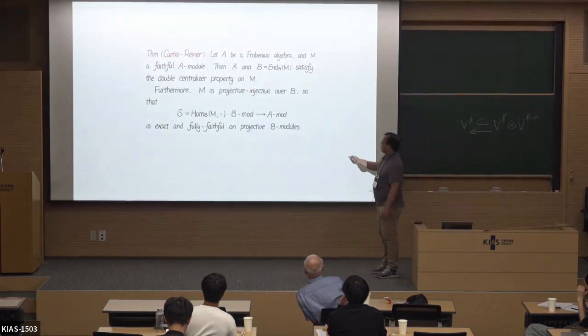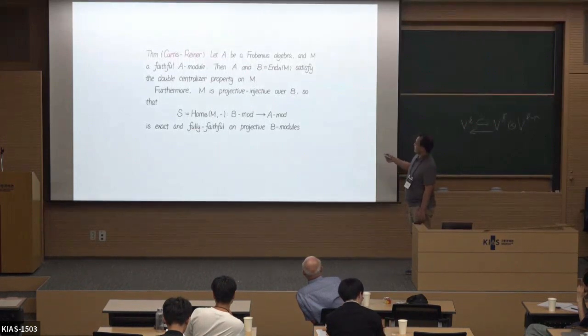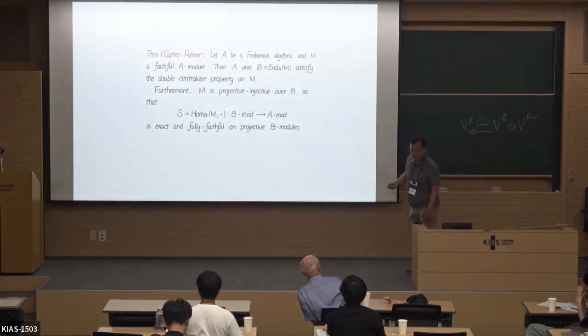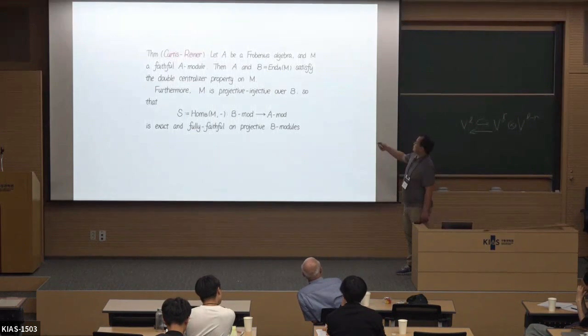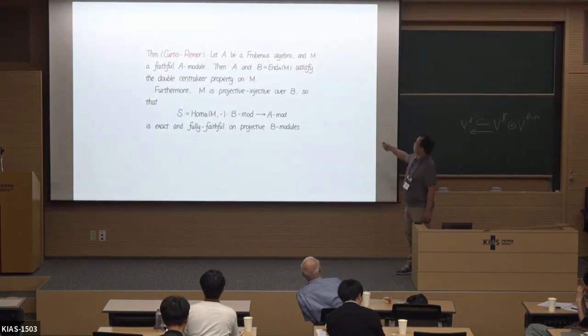And once you have the double centralizer property, this module M is very nice over the B side. This module is always projective injective over B. M already exists; we assume that it exists. For instance, you can always take M to be A itself, so there's always a free one, but usually M will be bigger than just A.